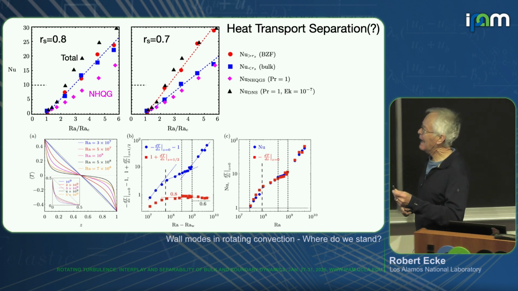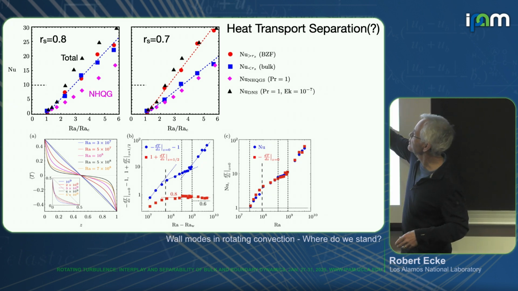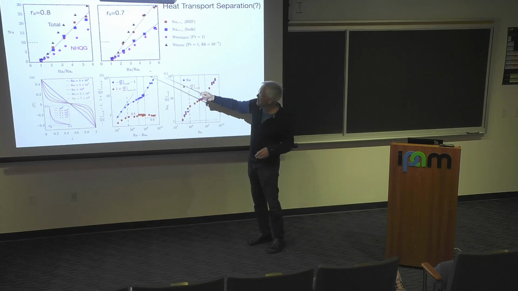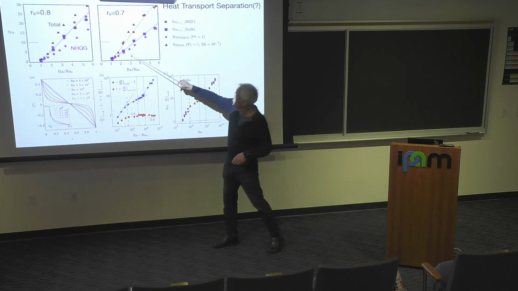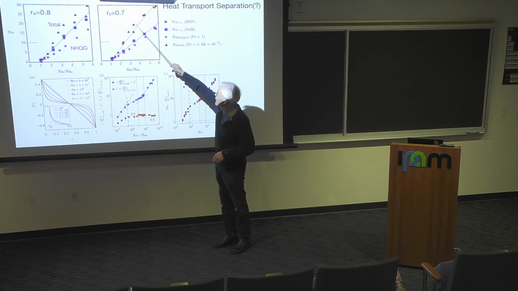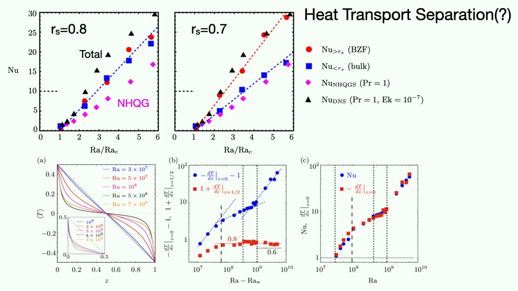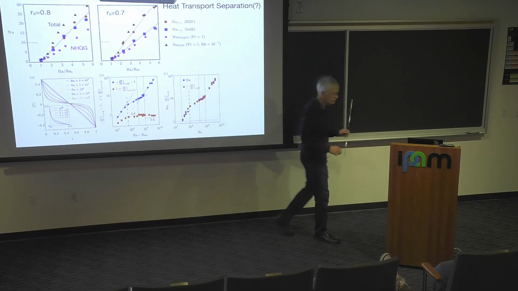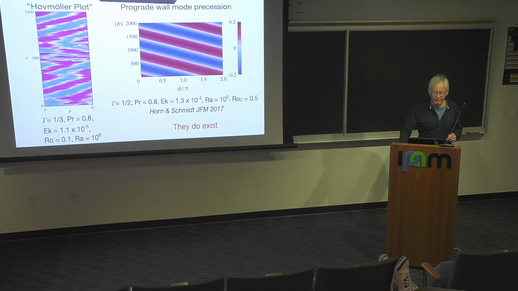Okay, now the bad news. The bad news is you can't just do a bulk wall mode separation in any clean way. It really depends on how you do that separation. The total are these black curves. Here is the non-hydrostatic QG asymptotic prediction, and depending on how you subtract, where you put that radius, you get different answers, which is kind of annoying. Although the dependence over this rather limited range looks pretty close to linear, regardless of how you separate it.